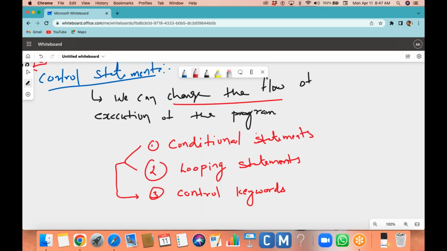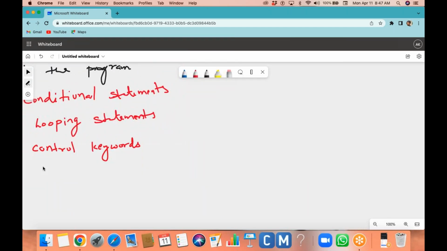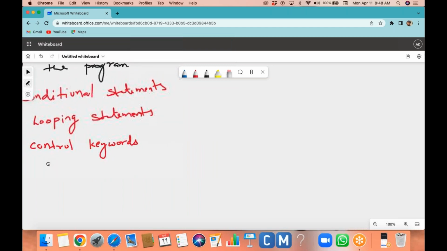Not only the flow of execution of the program, we can change the conditional statement execution as well as the looping statement execution with the help of control statements, and we will discuss those things. It is not that important at this moment. Let's go for understanding the conditional statements. Let's concentrate on the first one, conditional statements.